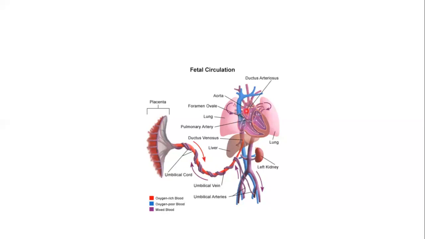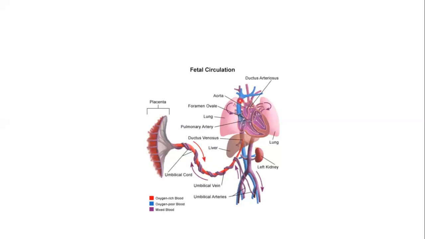Let me just repeat that. Blood is coming from the placenta via the umbilical vein to the liver, from the liver through the ductus venosus to the inferior vena cava. From the inferior vena cava, it goes to the right atrium. From the right atrium, it goes to the left atrium via a shunt known as the foramen ovale. From the left atrium, it goes to the left ventricle. From the left ventricle, it goes to the what? To the aorta. Yes.